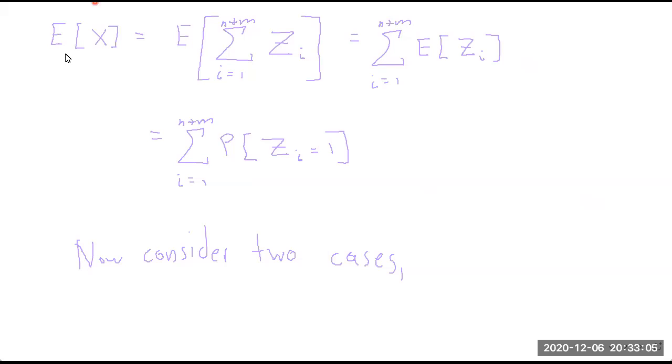Our goal is to find the expectation of the variable x, but we defined x as the sum from i to n plus m of zi, so we can replace x with z in the sum. Using the properties of expectation, we're able to move the expected value inside the sum. So we get the expected value of z sub i. But here, that's just equal to the probability of zi equaling 1. This brings up two different cases.